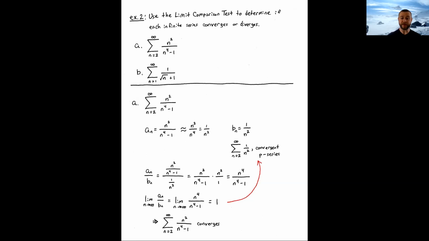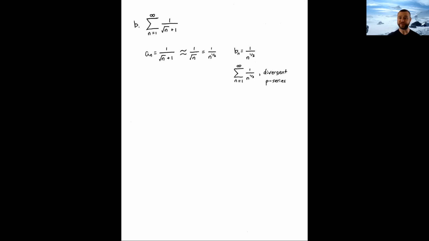All right, let's wrap up with part B here. Again, we would want to have a term to compare with, a b sub n. So we can find that by doing a large n estimation. That's again one of the benefits of the limit comparison test. Usually you can calculate by a large n estimation what infinite series term b sub n you would want to compare with. We find here our b sub n is 1 over the square root of n, or 1 divided by n to the 1/2, which is the term for a divergent p-series.